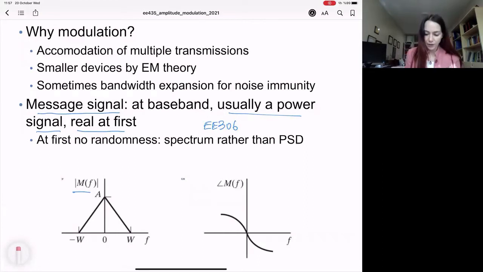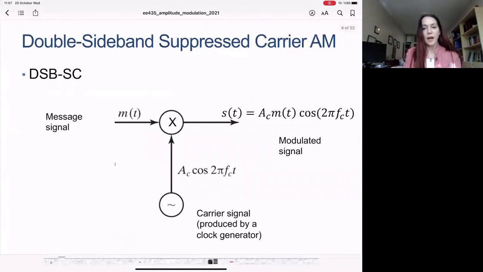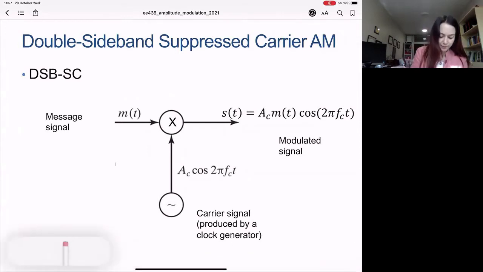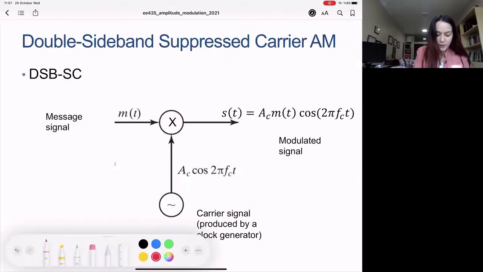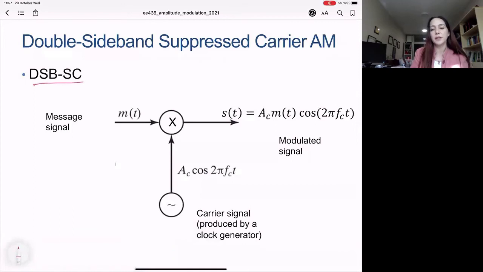Okay, so let's move on. Now, the first type of amplitude modulation we will study is called double sideband suppressed carrier, abbreviated as DSB-SC. Now, DSB-SC is the simplest thing you can do, essentially.